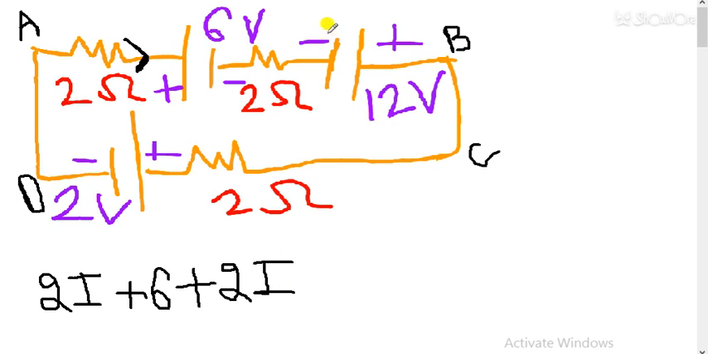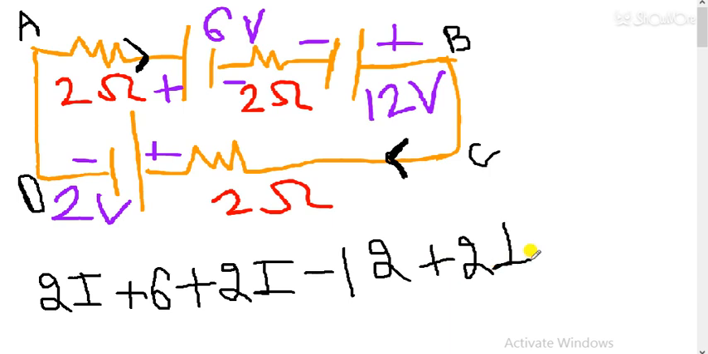Now we have a battery and we are moving from negative to positive terminal. That means we have to take it as negative. So minus 12 will be here. Then we are moving in this direction, no resistance was there during the path B and C. Now we are here and we are moving in the direction of current, so plus 2I again.